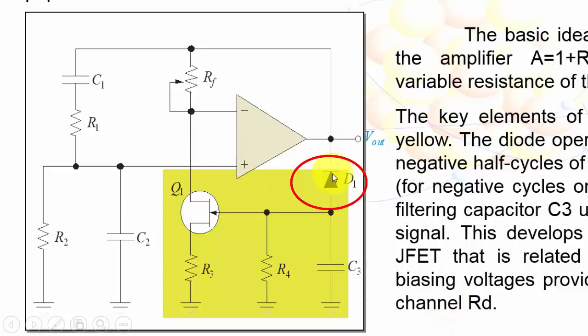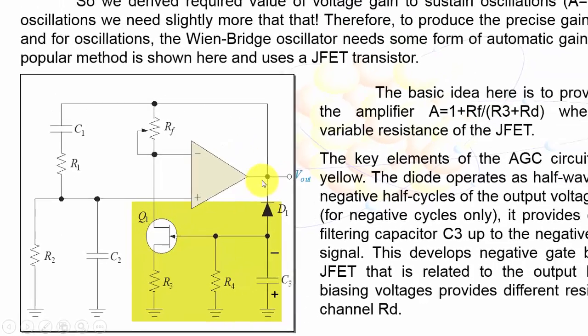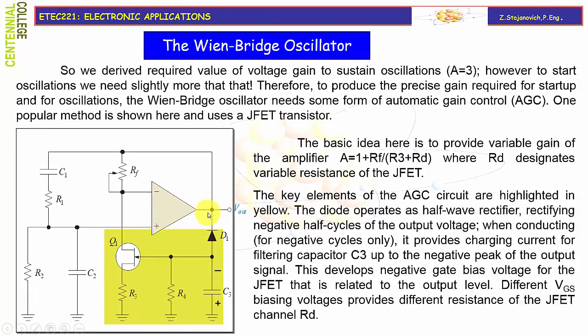The diode D1 operates as a half-wave rectifier, rectifying the negative half cycles of the output voltage. When conducting, of course for negative cycles only, it provides charging current for the filtering capacitor C3 up to the negative peak of the output signal. This develops a negative gate bias voltage for the JFET that is related to the output level. Different VGS biasing voltages provide different resistance of the JFET channel, RD.